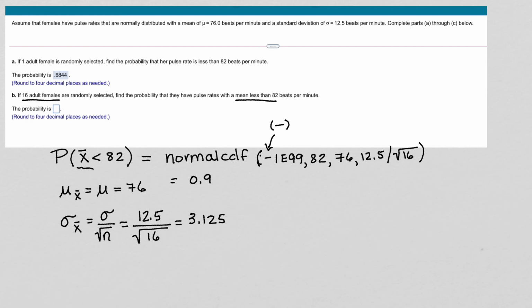And then you get 0.9726, and that is your answer for part B. So that's how you do those problems.